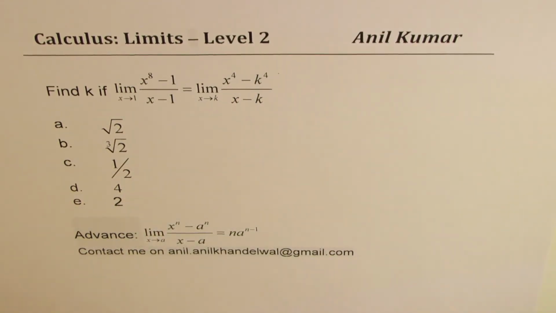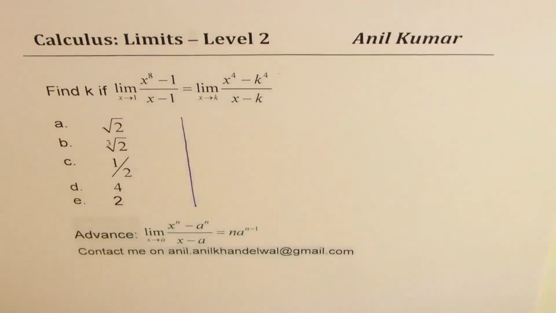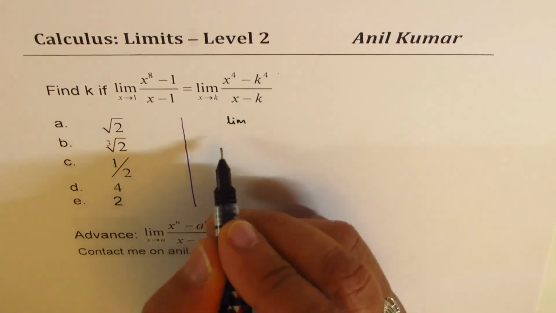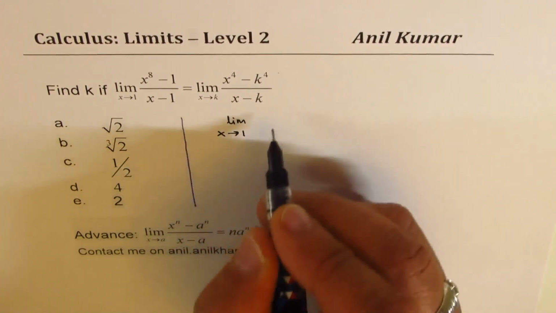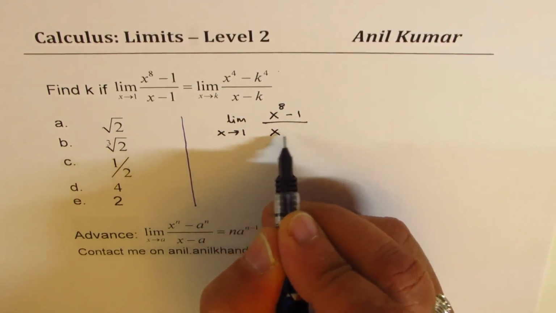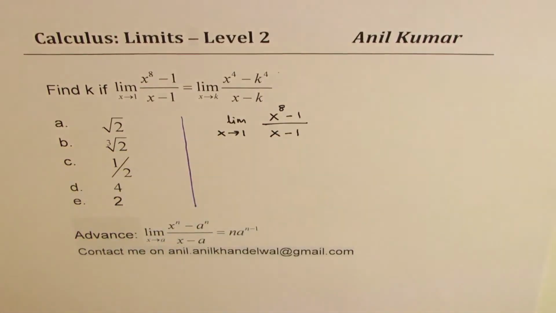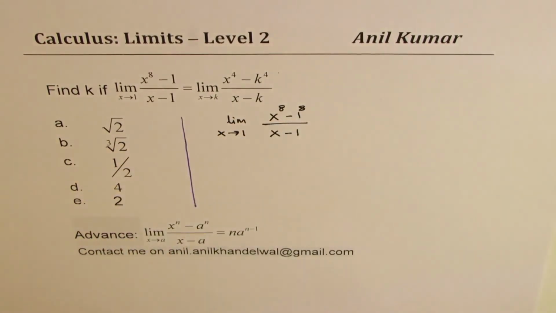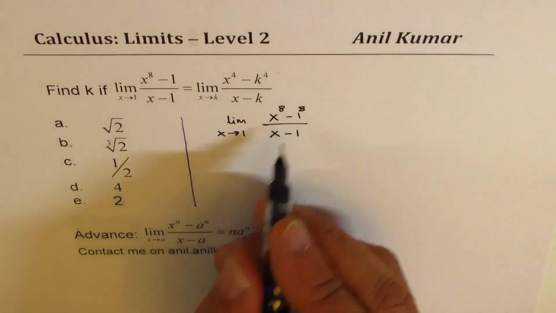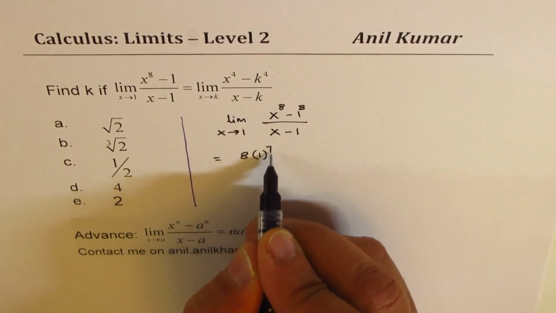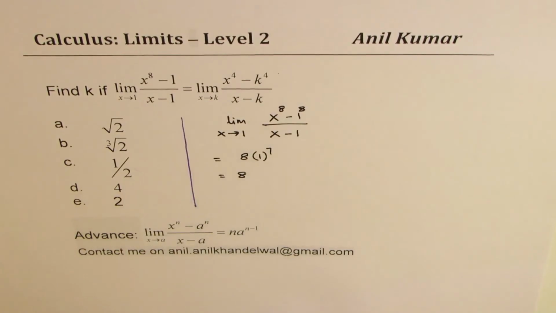So you have to find the value of k. Okay, so you can always pause the video, answer, and then look into my suggestions. Now, what is the limit for x approaches 1, x to the power of 8 minus 1 over x minus 1? Well, 1 could be written as 1 to the power of 8. Does that make sense to you? So the limit of this function is 8 times 1 to the power of 7, which is 8.